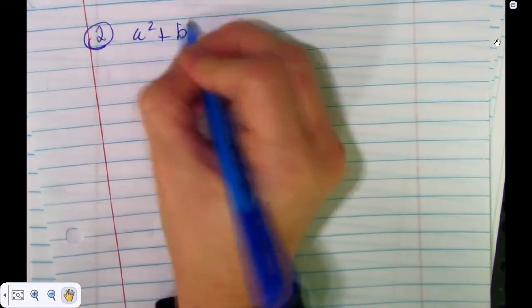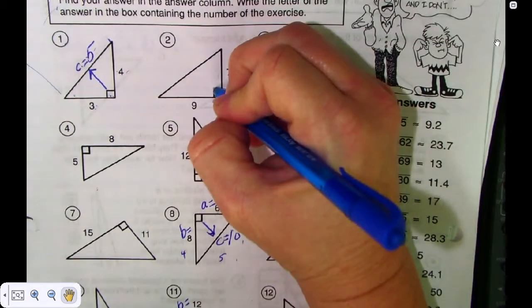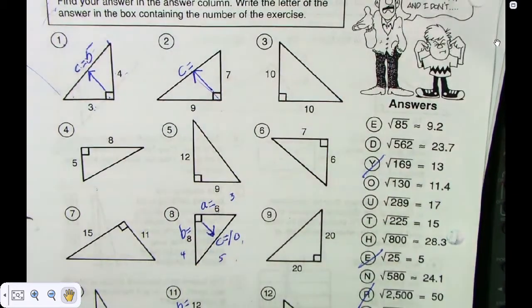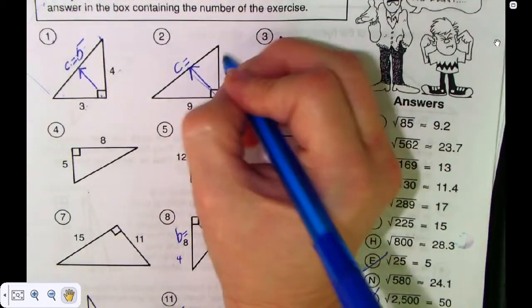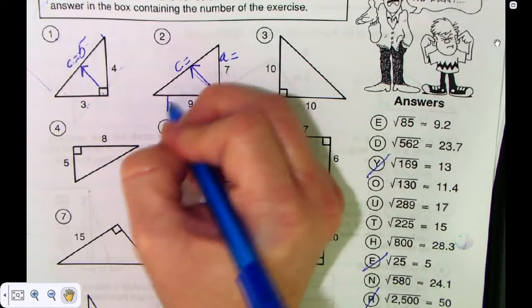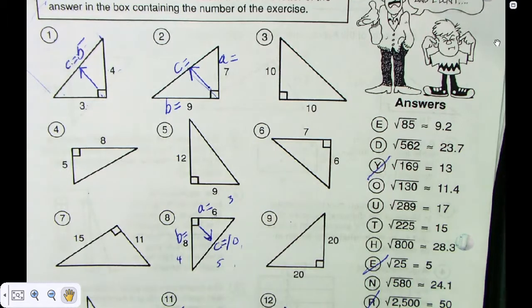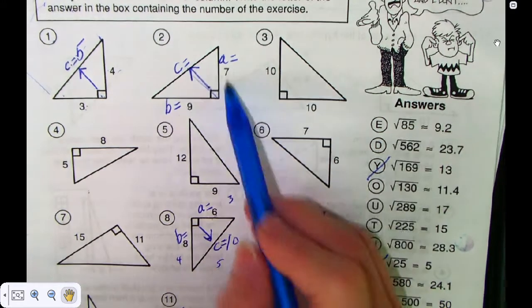Okay, so number 2, we're going to write a squared plus b squared is c squared. Do you have to write it every time? Yes. It won't kill you, I promise. Nobody's died from it. Okay, now we're going to come over here and we're going to label. On this page, we're going to do this just so everybody will remember. Across in the right angle is C. What do y'all want A to be? Well, remember, let's make the smallest side be A for right now, until you get really good at this. So A is 7, B is 9.